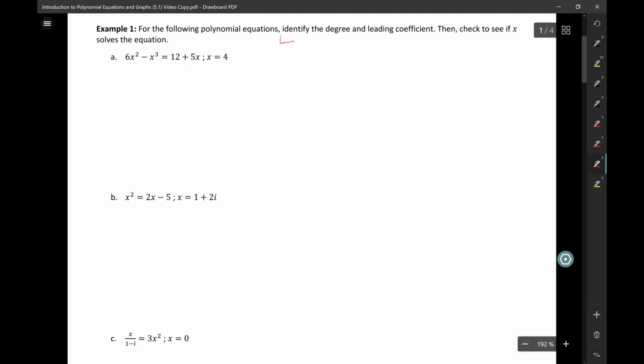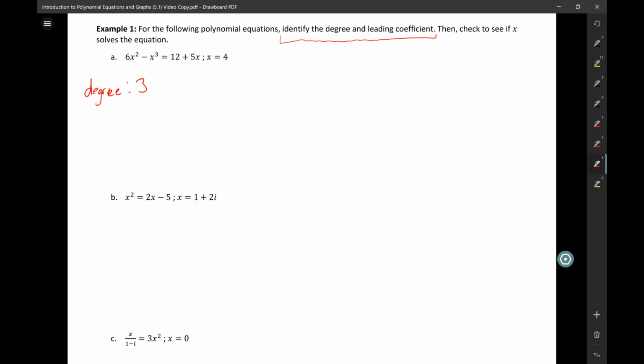When they tell you to identify the degree and the leading coefficient, the degree of a polynomial equation is the number of the largest exponent on the x. Therefore, in this equation, 6x squared minus x cubed equals 12 plus 5x, the degree is 3 because that is the highest power you see on the x. Next, the leading coefficient is the coefficient involved with that highest power of x. This is a negative x cubed, so the leading coefficient is actually just negative 1.